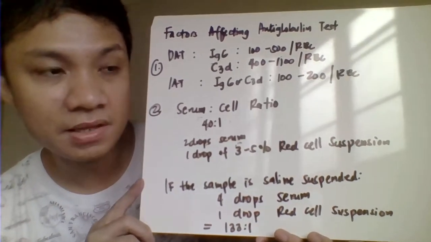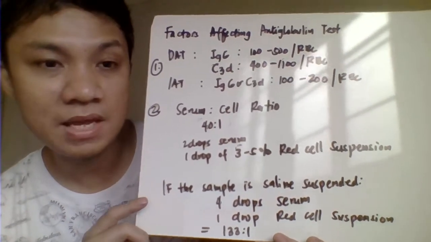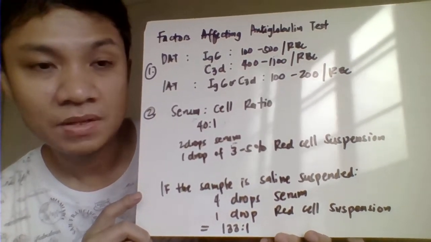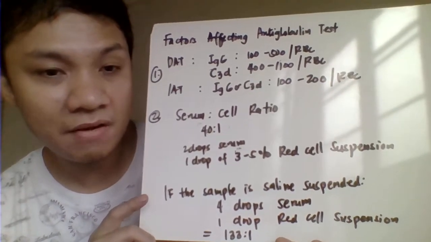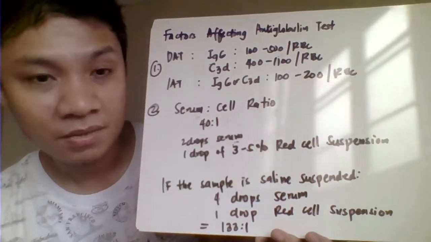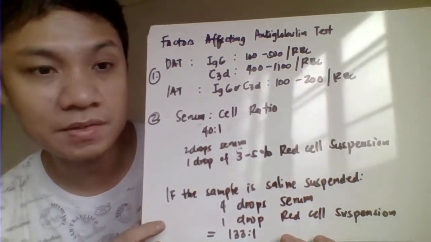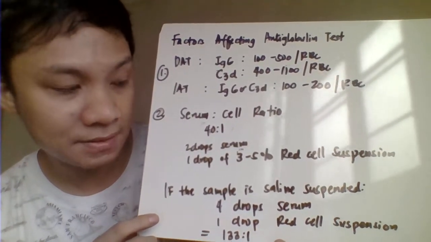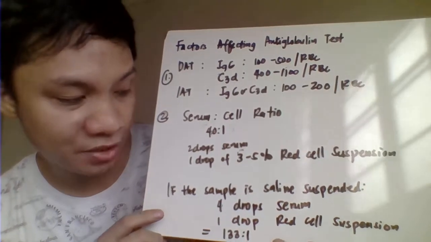Another one is the ideal serum to cell ratio. In order to have adequate agglutination reactions, in the zone of equivalence, you should have a serum to cell ratio of 40:1. The 40:1 could be achieved by addition of 2 drops of your serum sample plus 1 drop of your 3 to 5% red cell suspension.